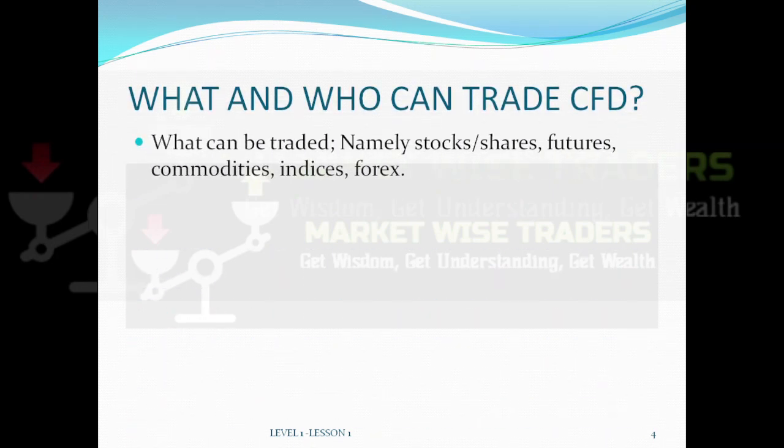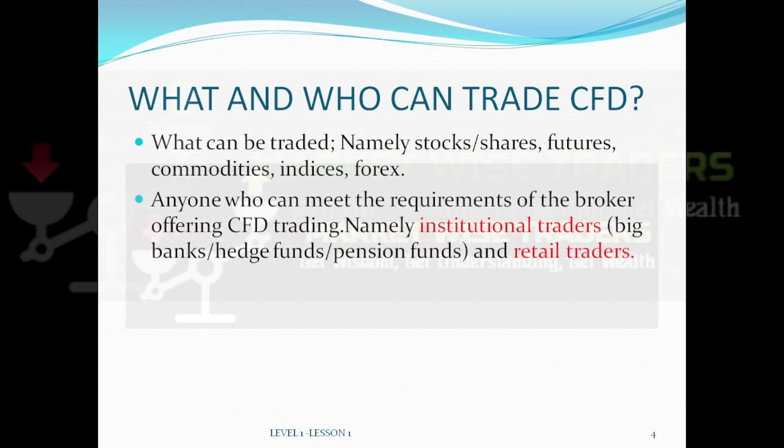Who can trade CFDs? Okay, what can be traded? So you can trade stocks, shares, futures, commodities, index, forex, even cryptocurrencies. There's so many things which can be traded because brokers, they love this. They love speculation. CFD trading is all about speculation, whether price will go up or go down. So many things it can be traded, right?